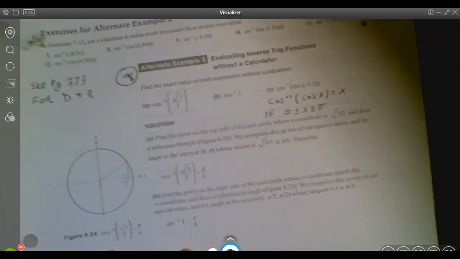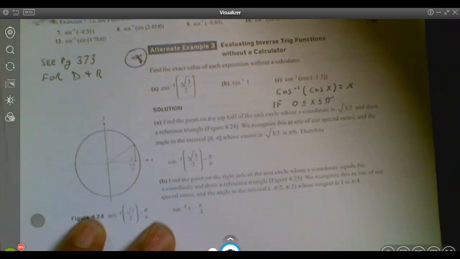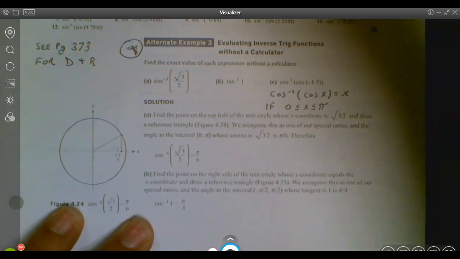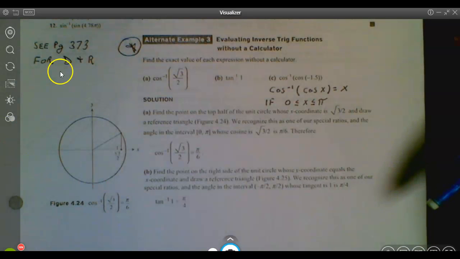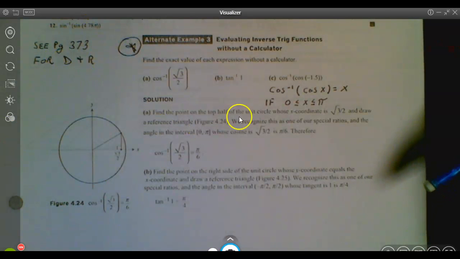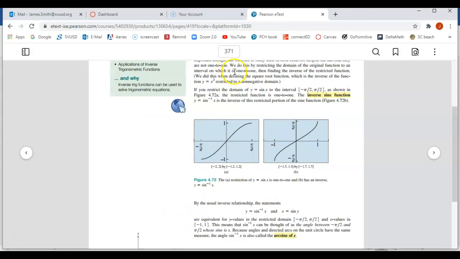So let's branch out to our cosine function and our tangent function. So again, I want you to see the idea of the domain and range for these. So if you look at page 373, let me go 2 pages to the right here.